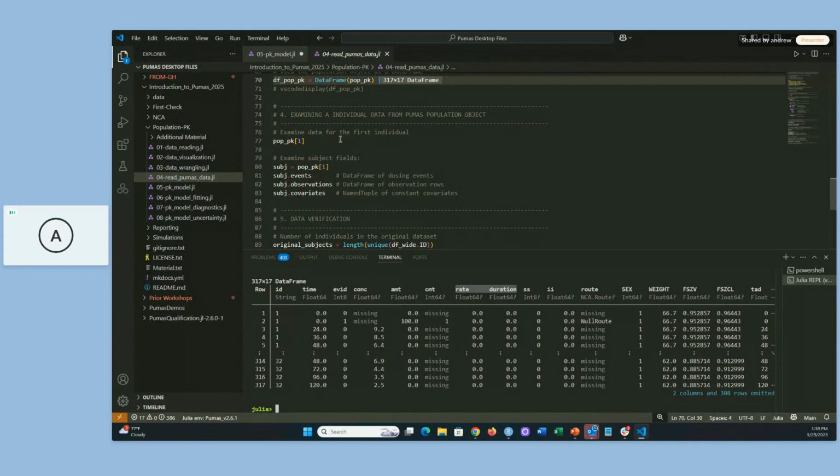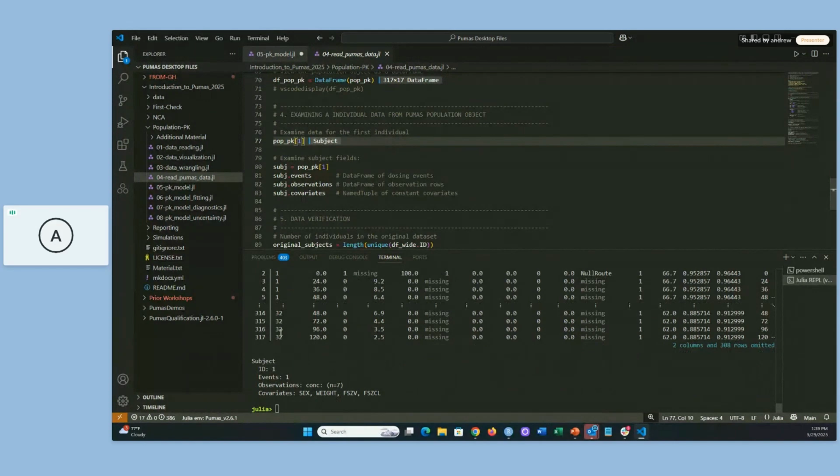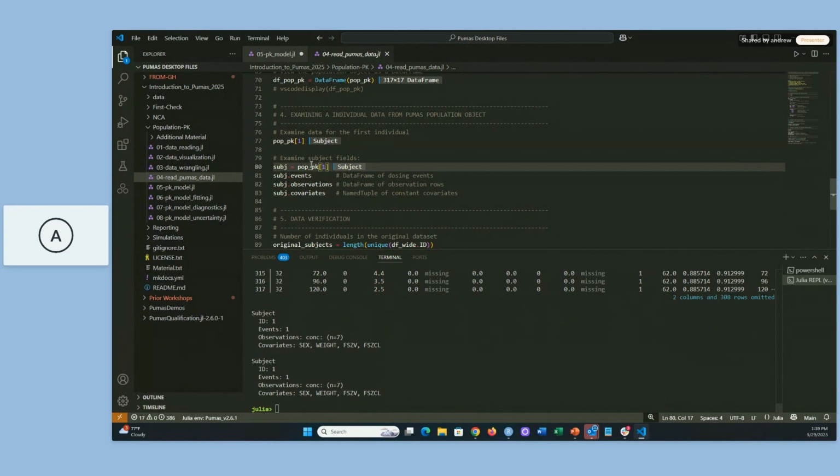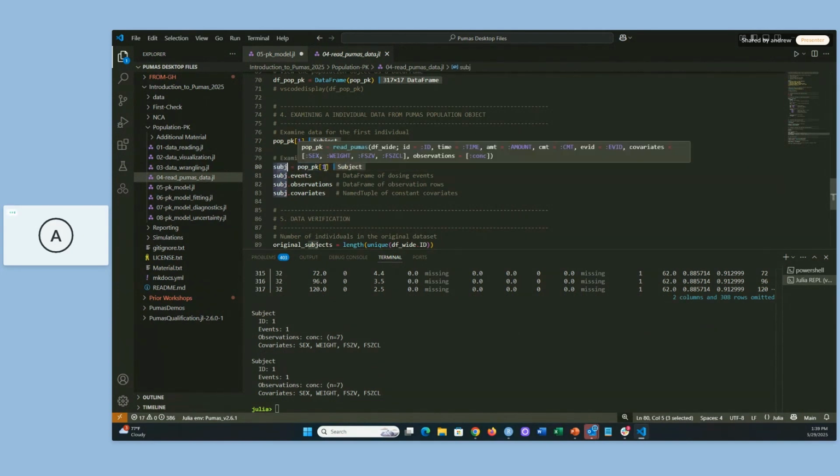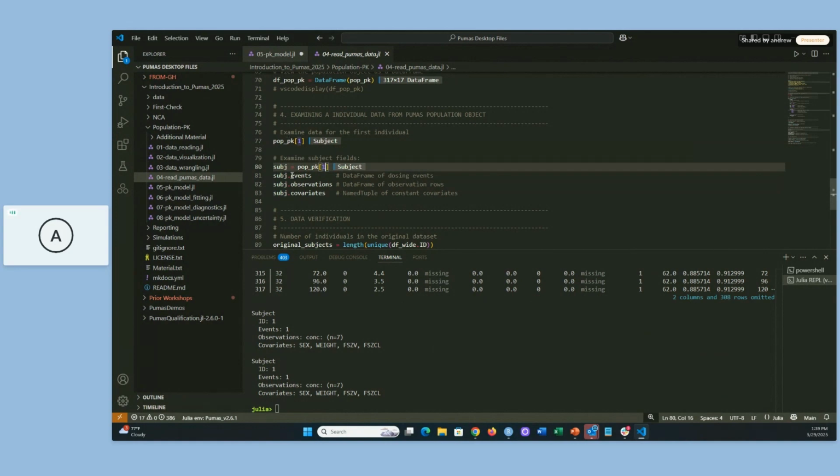We can look at individual data if we really wanted to. So looking at that first subject, or the first item within that population. This first subject 1 has 1 event with 7 individual observations and covariates. And you can ultimately examine each of those too, if you needed to. Similarly, just to save ourselves some typing, we'll call subject equal to that first item within our population.